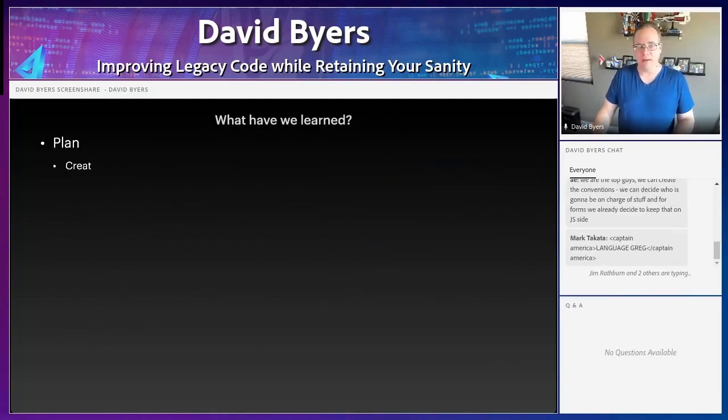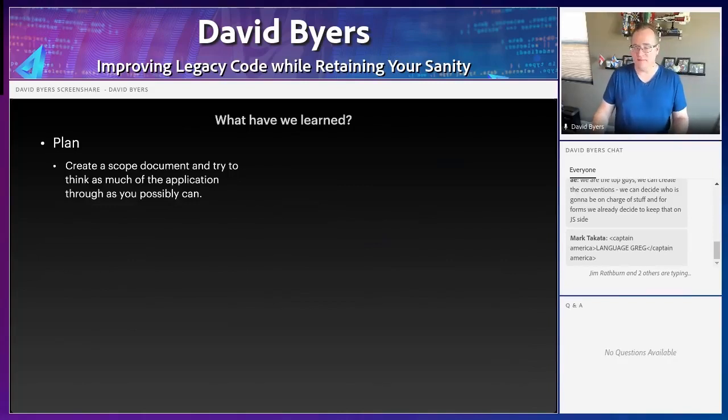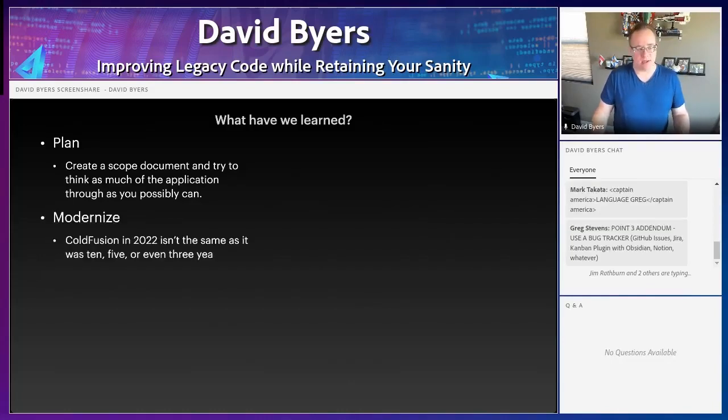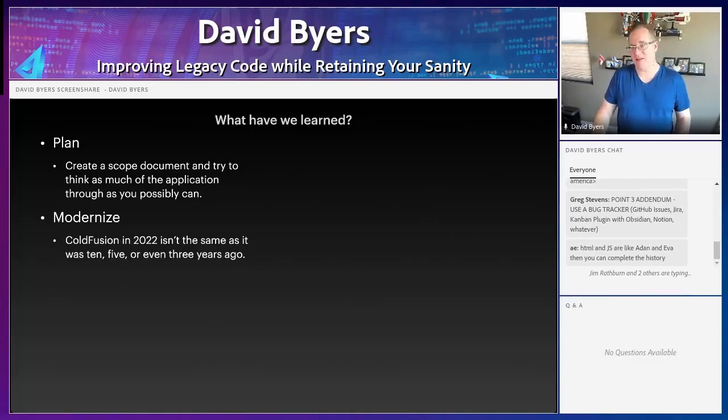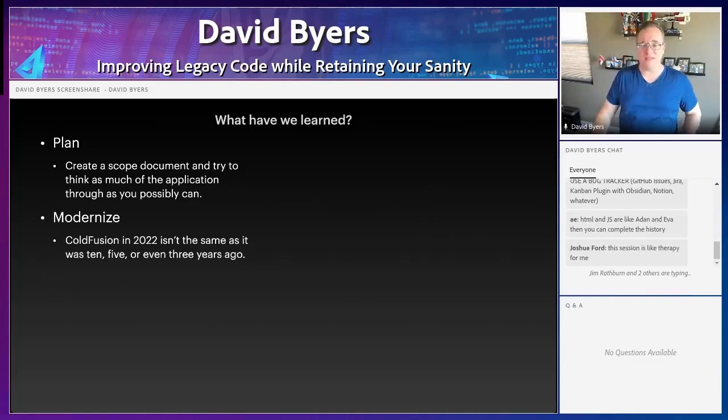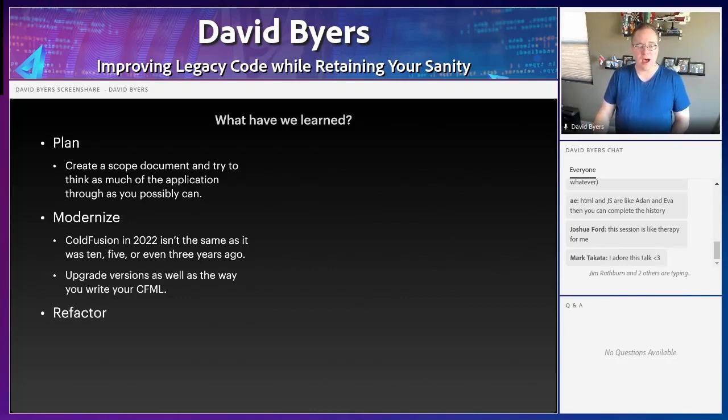Number one, plan. You create a scope document. Very important. Try to think through as much of the application as you possibly can before you even write a single line of code. Modernize. CF in 2022 is not the same as it was 10, 3, 5 years ago. It's not the same. Modernize your applications. Upgrade versions as well as the way you write your CFML.